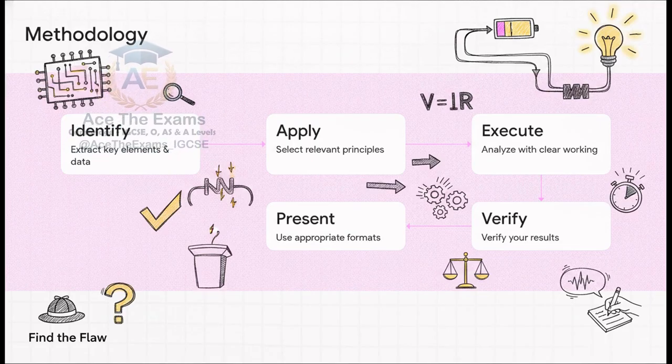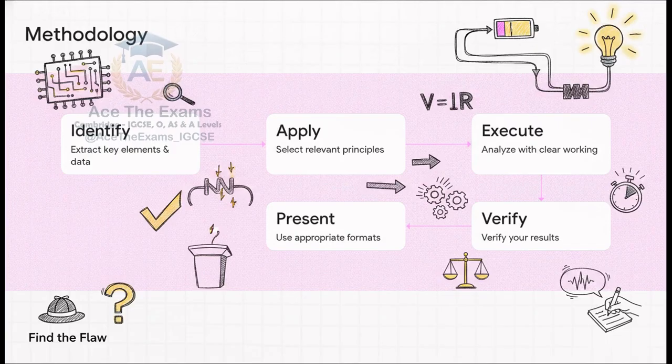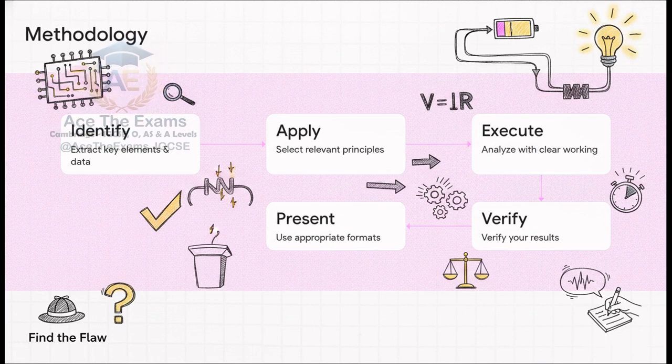Step 1. Identify key elements. When you see a complex circuit diagram, do a rapid data scan. Where's the source? What are the components? Step 2. Apply relevant principles. If you're looking at a resistor, you apply V equals W over Q. Step 3. Execute analysis with clear working. Step 4. Verify your results. And Step 5. Present properly using PEEL.